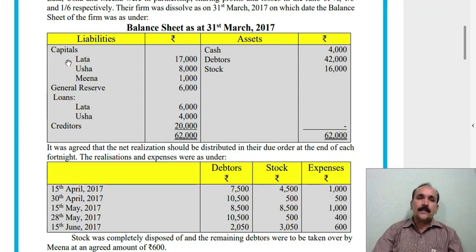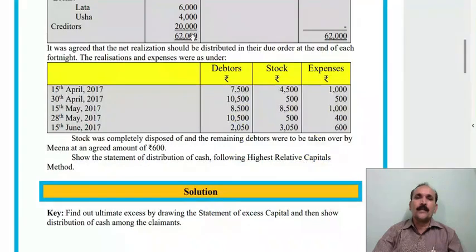Liability side: capitals, Lata 17,000, Usha 8,000, Meena 1,000. General reserve 6,000, loans, Lata 6,000, Usha 4,000, creditors 20,000. Asset side: cash 4,000, debtors 42,000, stock 16,000. Balance sheet total 62,000.